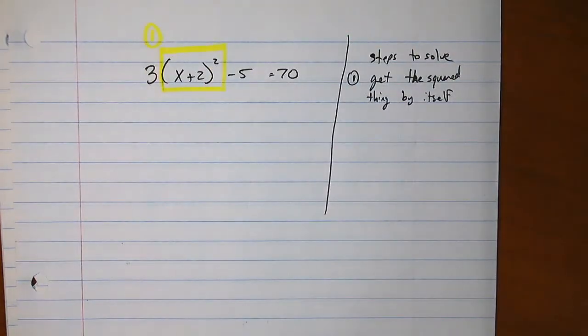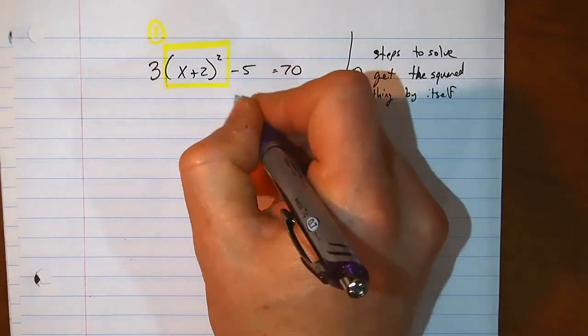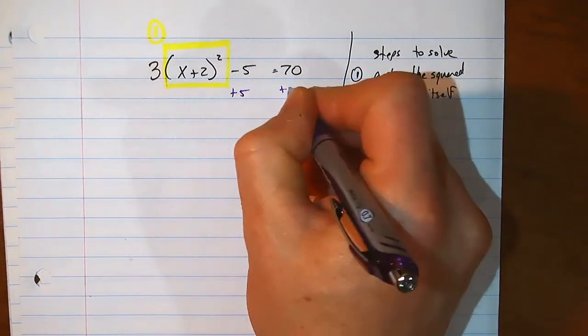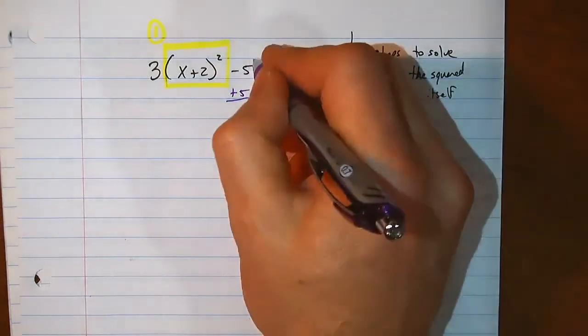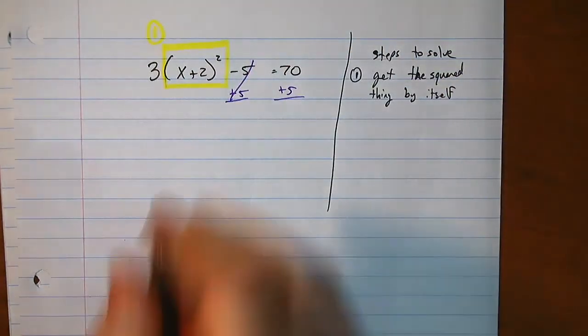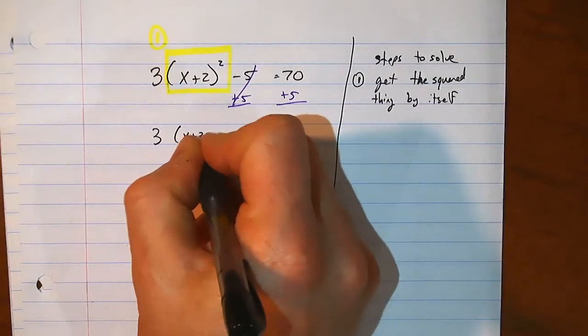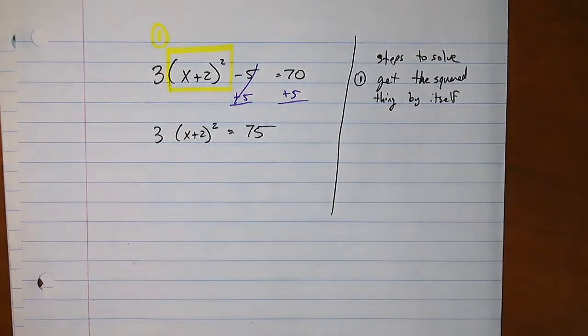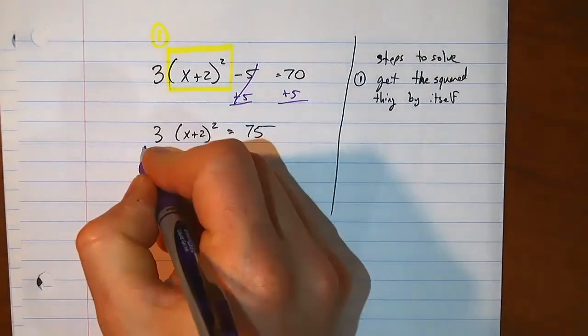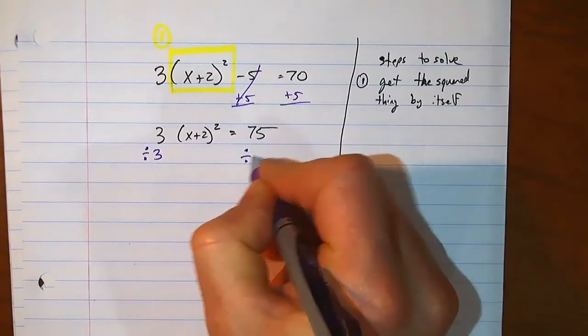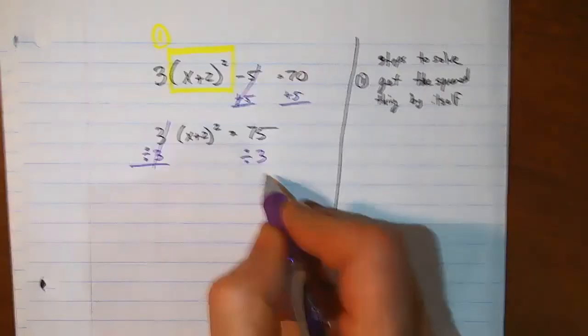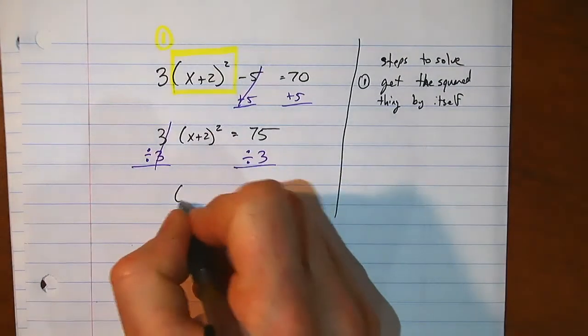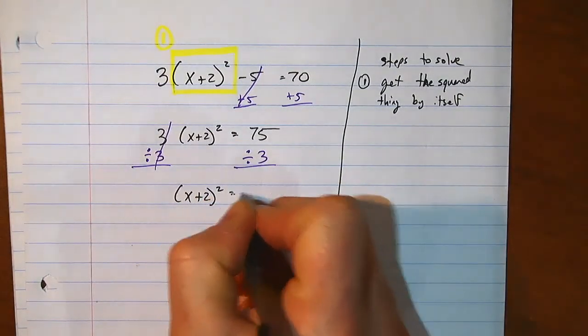I want to get that thing by itself. And we remember from before that you always start with whatever is furthest away. So furthest away is the 5. So it's a minus 5. So I'm going to add 5 to both sides. That'll cancel these out. That leaves me with a 3 times this squared thing equal to 75. So now I can get rid of the 3. So I'm going to divide both sides by 3. That cancels these out. And now my squared thing is all alone.